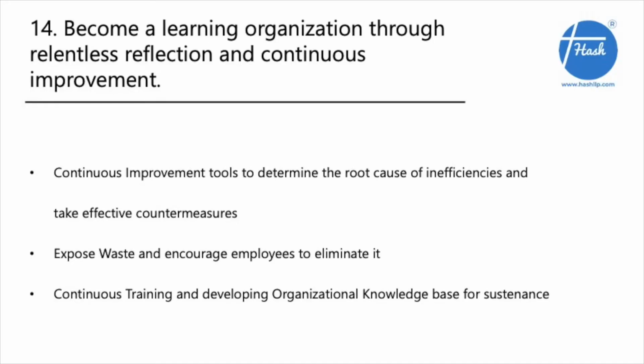So this is a very interesting point which is shared in that particular book. The last point is become a learning organization through relentless reflection and continuous improvement. That is, understand your process again and again, right? Take corrective action. There is no fixed time period for lean. It's a continuous journey. Go to the Gemba, look at the problem, talk with data, then take corrective action, expose waste and encourage the employees to eliminate that waste, with continuous training and developing organizational knowledge for sustaining the initiatives. So these are the 14 points which are mentioned in that Toyota Way book.